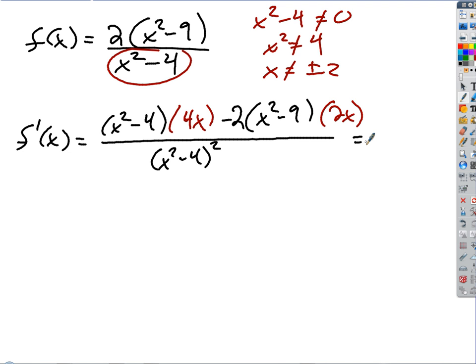I'm just trying to save a little space here. So now we've got 20x over x squared minus 4 squared. So we've got to find our first derivative critical numbers. What's the importance of first derivative critical numbers? Why do we look for those?